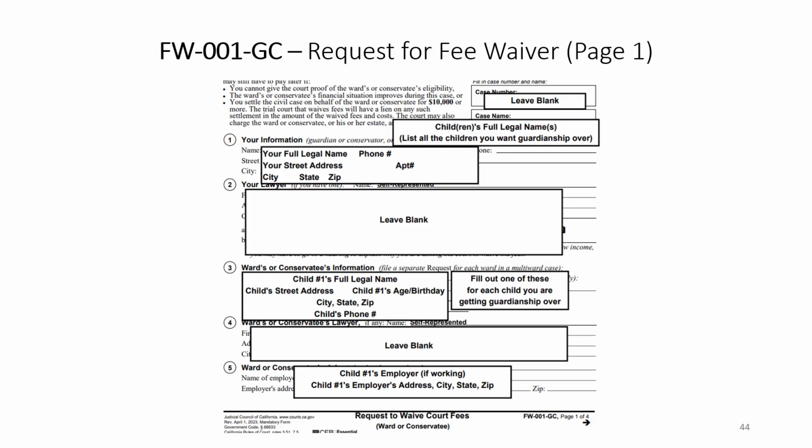FW-001-GC and FW-003-GC. You will need one set of these forms for each child listed in your guardianship petition. For example, if you are asking to be guardian of 3 children, then you will need to fill out 3 of each of these two forms.